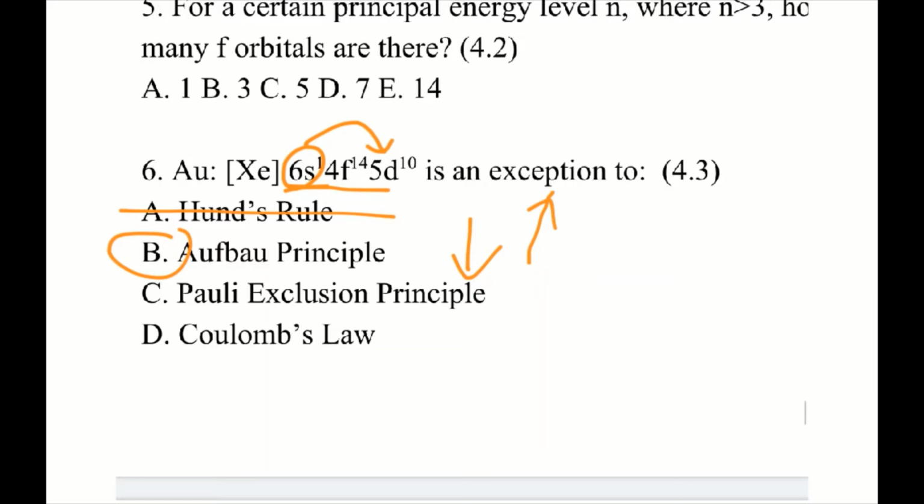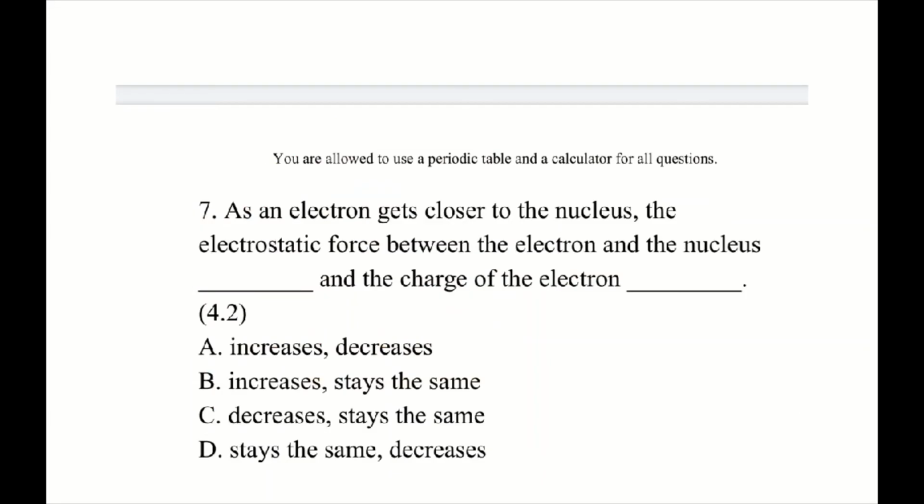So that's the answer. C is wrong because the Pauli exclusion principle only applies when you're comparing 2 electrons, and D is wrong because Coulomb's law has nothing to do with electron configuration. Now, let's move on to the next question.